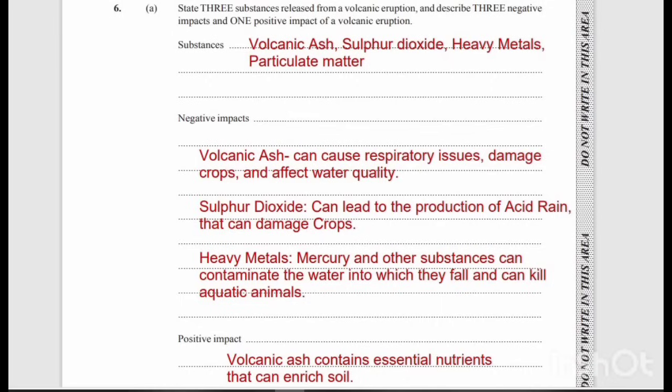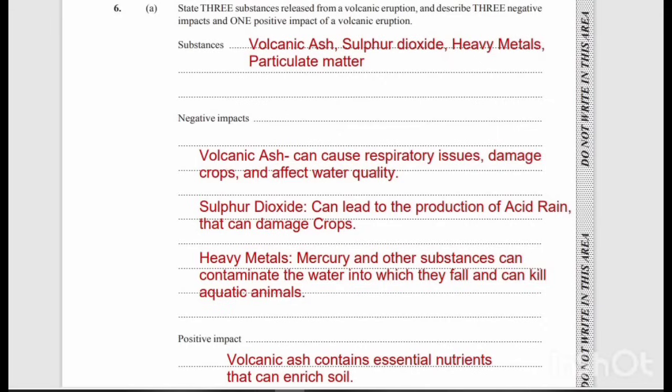Damaged crops, so when the ash falls, remember, they can cover the entire plant. The plant will not be able to photosynthesize and all of that, and it can affect the water quality. If too much ash gets in the water, it's not for persons to drink or to use, that's a no-no. Sulfur dioxide can lead to the production of acid rain, and this can also damage some crops.